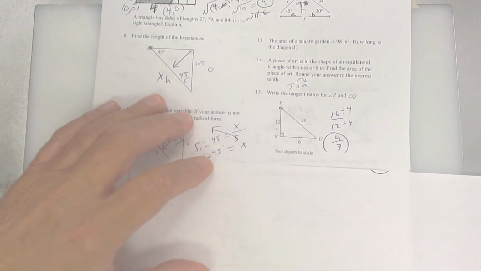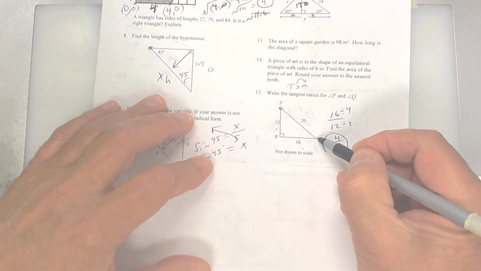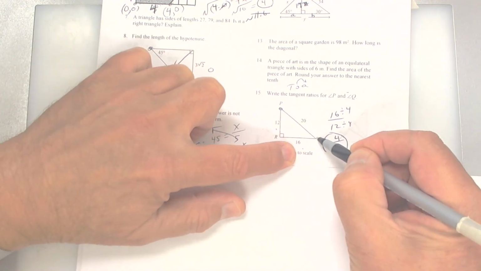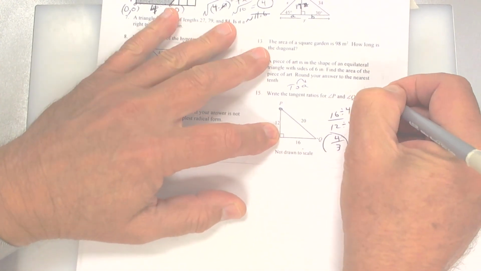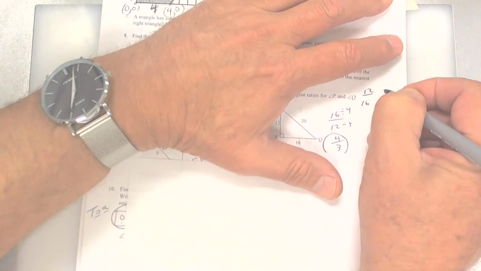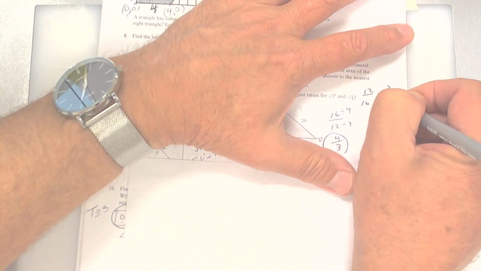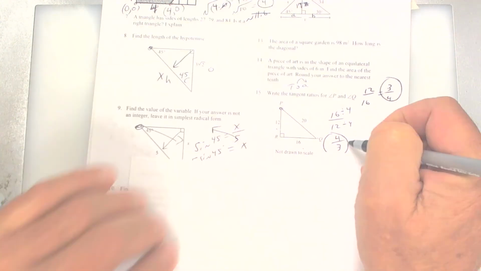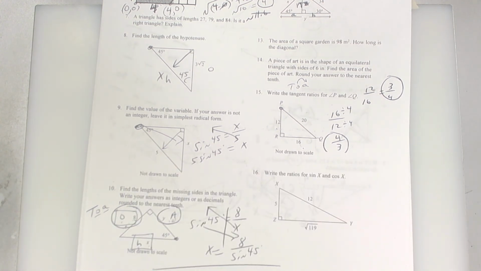Now look at Q. If you're standing at Q, tangent is opposite over adjacent. So this one is 12 over 16, and then you want to divide by 4 and get 3 over 4. And those are your answers. And those are the easy ones. All right, let's keep moving.